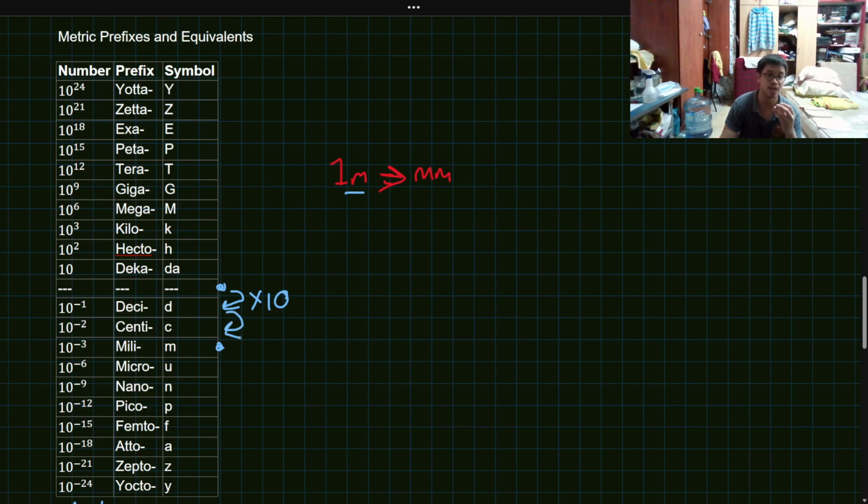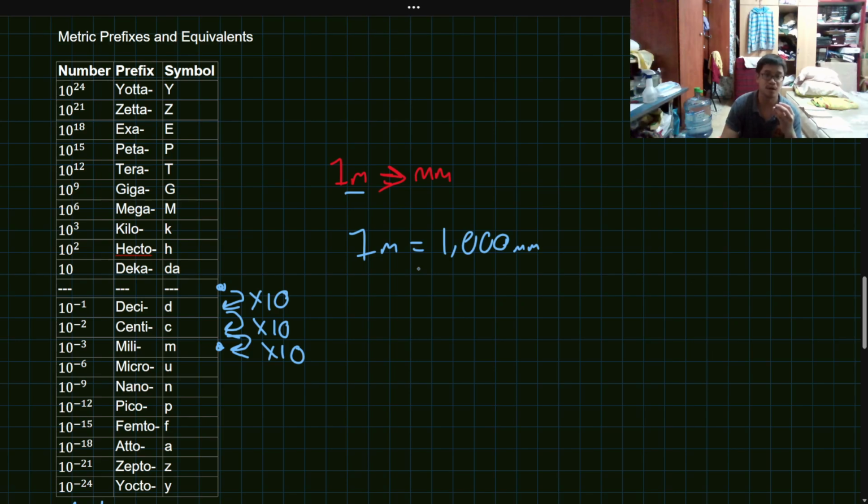So next we go to centi, so we have another times 10. Then lastly, we stop at milli, so here we have another times 10. Multiply them all together, and you have 1 meter is equivalent to 1,000 millimeters. That's the same.